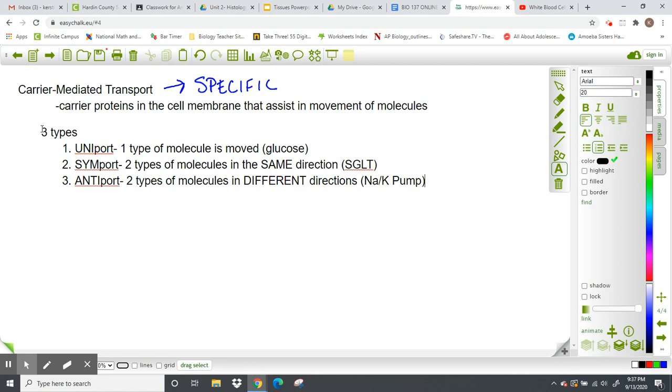So we have uniports, one molecule. Symport and antiport both move two. Symport, think same. Anti, opposite, moves them in opposite directions. Now, we have those three types of carrier-mediated transport. These three types, you find them in all of what we're going to talk about here in a second, but there are three methods, essentially, for movement of these molecules in a cell.